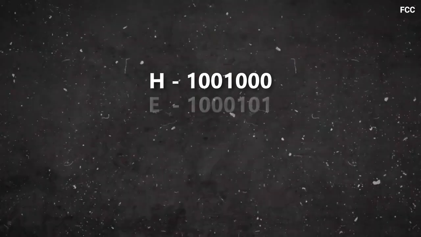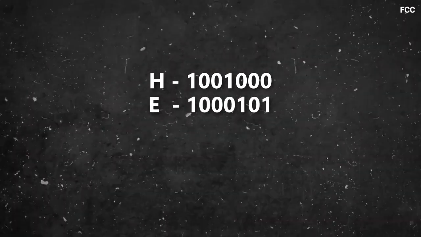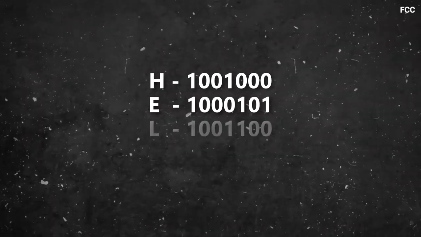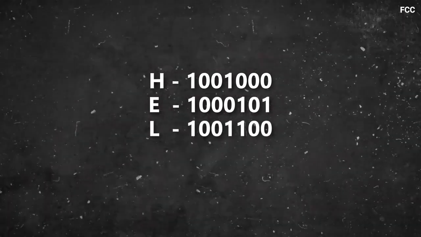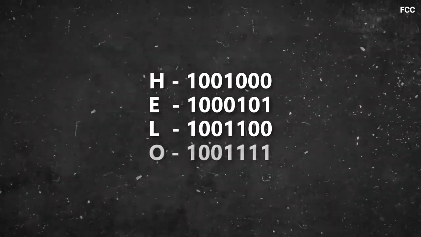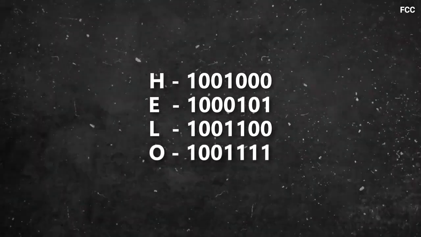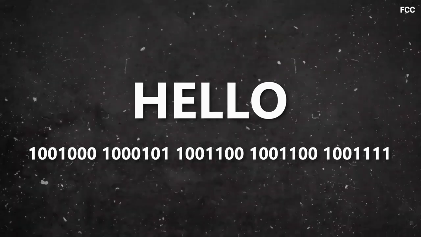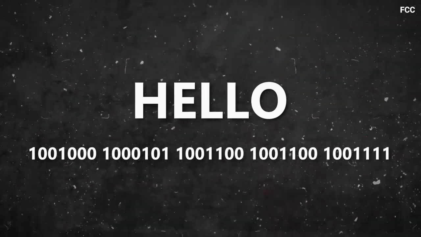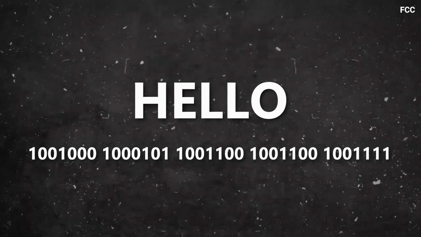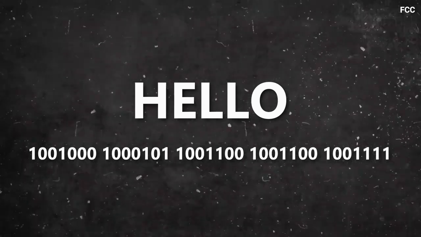The letter H is represented as 1001000 in binary. Similarly, the letter E is 10000101. The letter L is 1001100, and the letter O is 1001111. So when you type hello, the computer actually reads it as the following sequence of zeros and ones. This binary system enables your computer to process and transfer data, whether it's typing a document, sending an email, or playing a video game. So why zeros and ones?